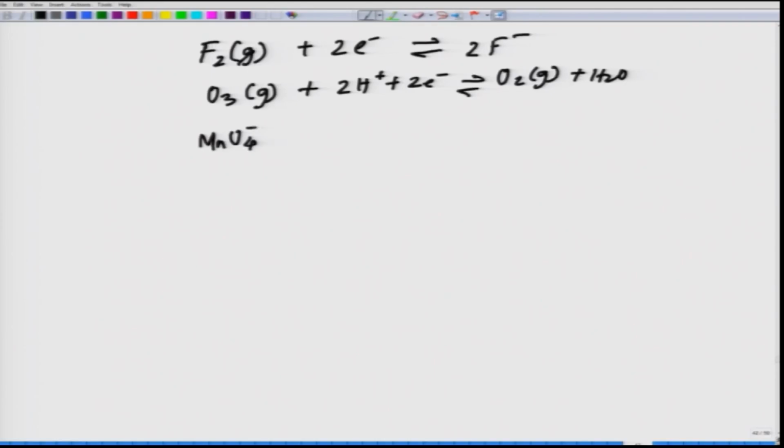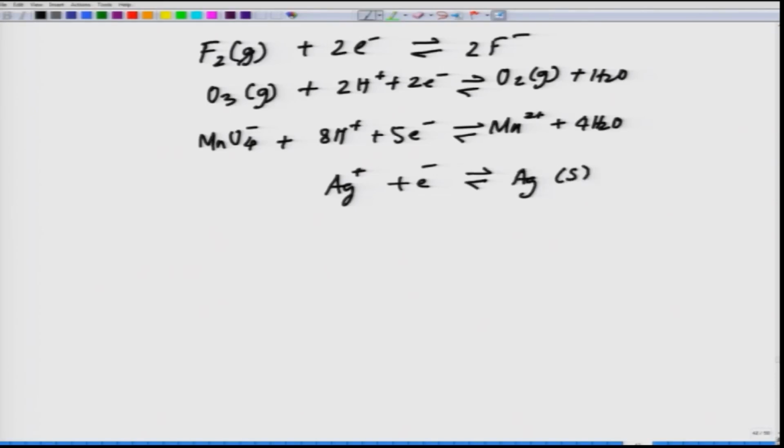Similarly, MnO4 minus plus 8 protons plus 5 electrons. These are the different compounds. I'm just giving a kind of example of Mn2 plus and 4 H2O.